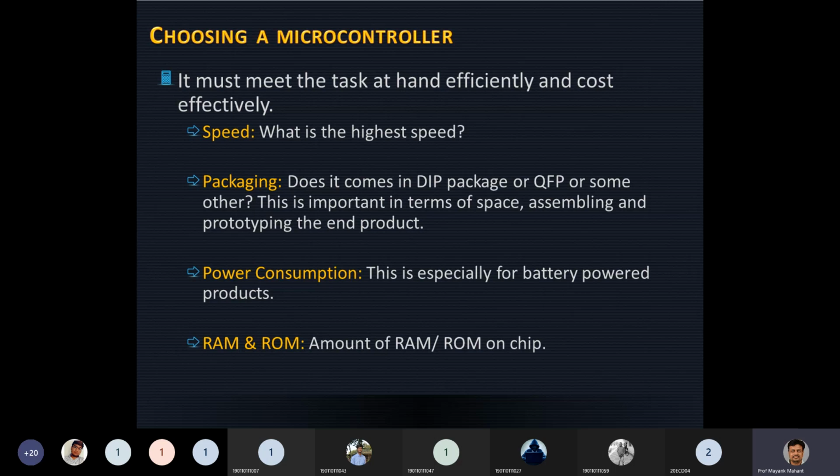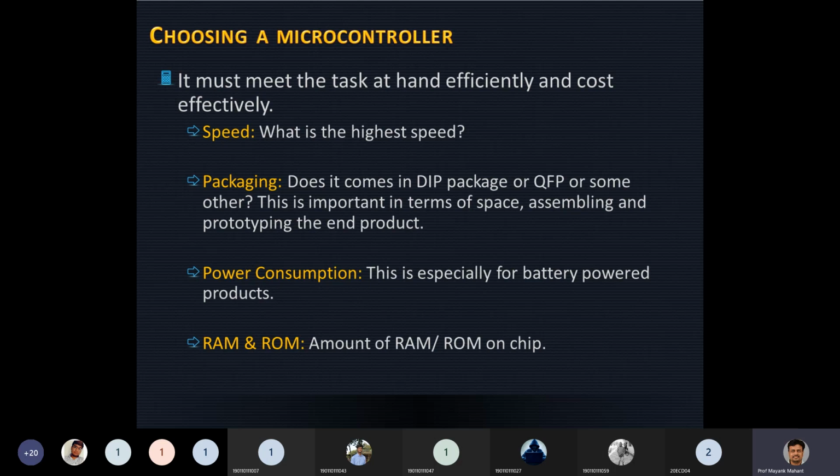The second is packaging, meaning in which type of package this microcontroller is available. Is it available in DIP, or in QFP, or in some other package? It is important in terms of space, assembling and prototyping of the end product. DIP means dual inline package. In your digital electronics subject you would have seen the 74XX series ICs. All these ICs are in the DIP package, dual inline package.